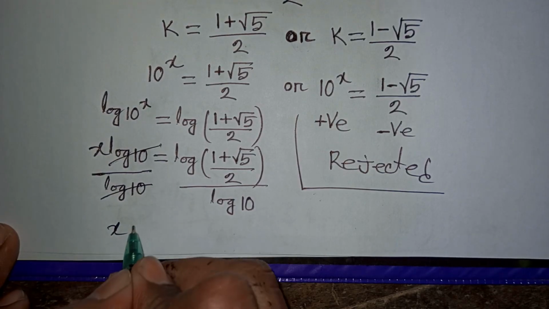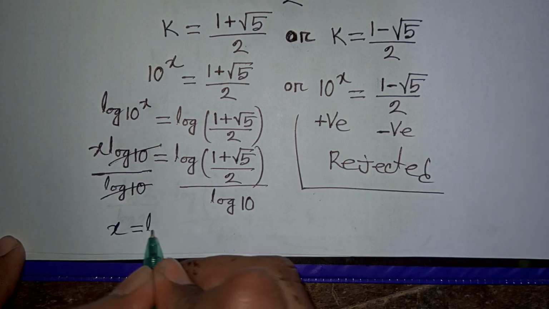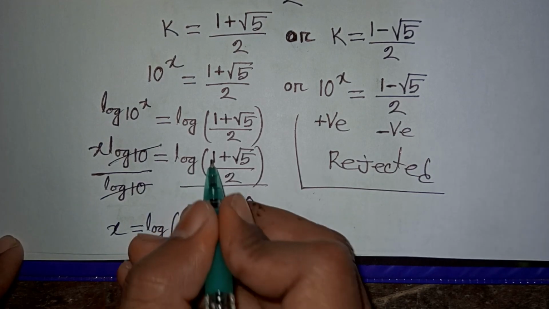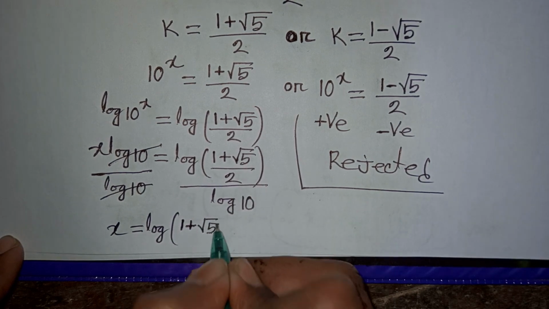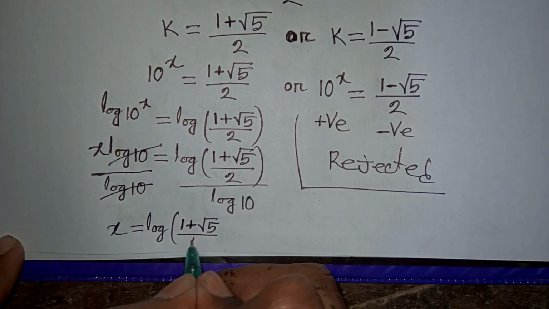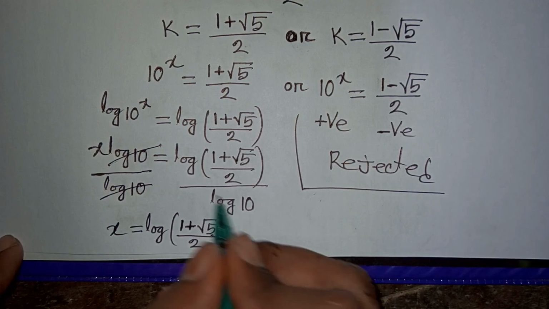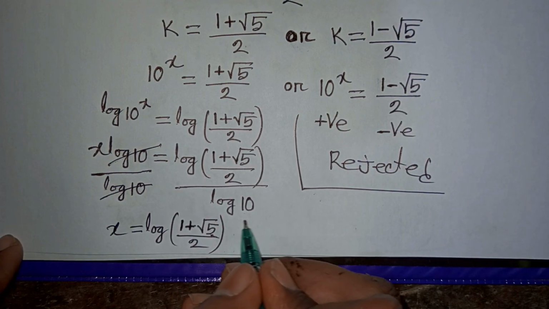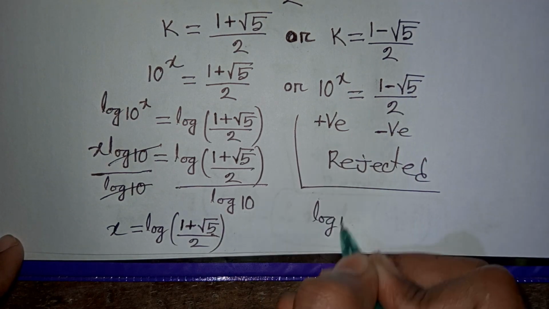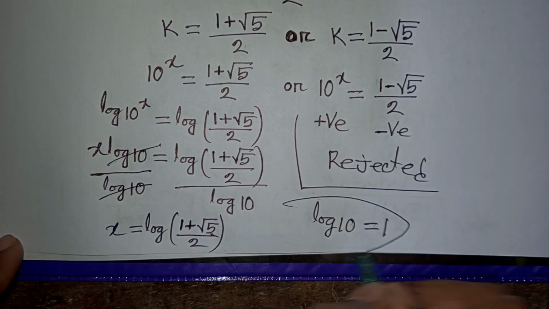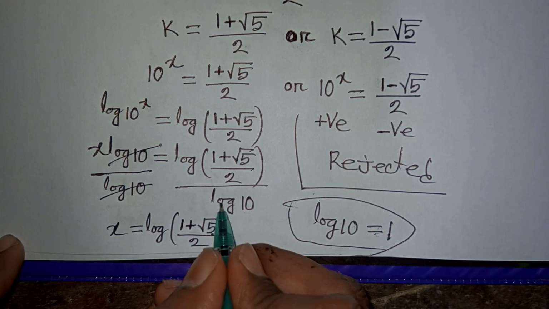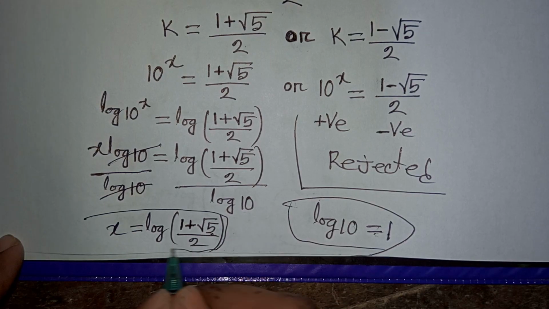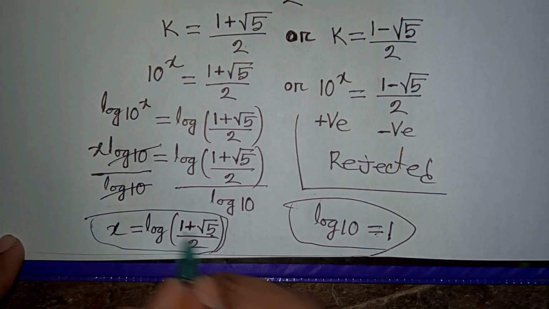So, x will be equal to log of (1 plus square root of 5) over 2, then divided by log 10, which is the same as 1. We know that the value of log 10 is 1. So, here log 10 means 1. So, our final answer will be x is equal to log of (1 plus square root of 5) divided by 2.